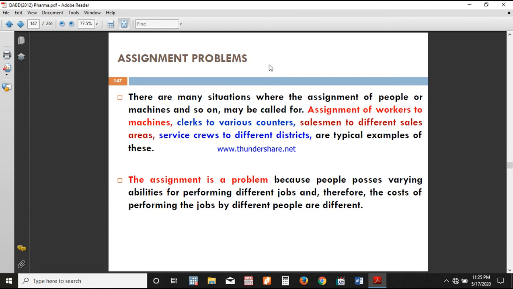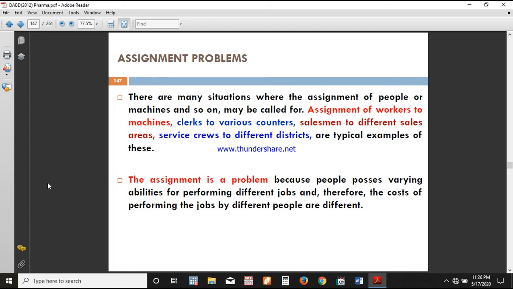The next one is the assignment problem. There are many situations where assignments can be made. Assigning workers to different machines, clerks to various counters, salespeople to different sales areas, and service crews to different districts are some examples of this assignment problem.